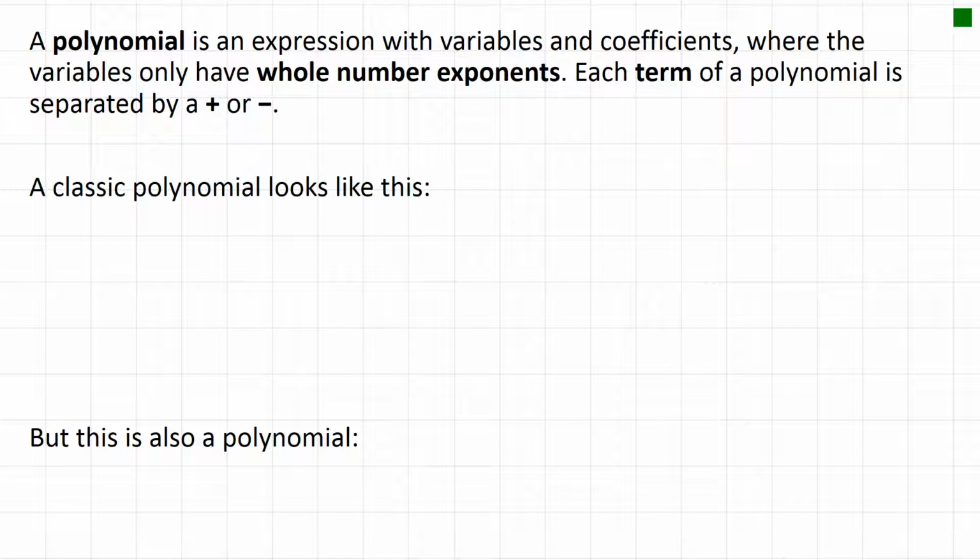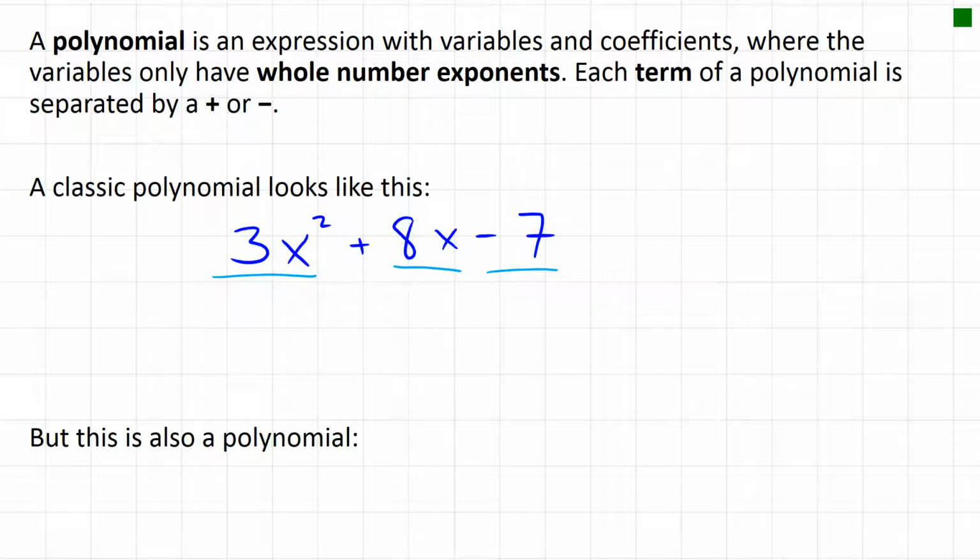So we're going to look at a classic polynomial: 3x squared plus 8x minus 7. This is a classic polynomial. And the different terms I want to point out, these three items are each separate terms in the polynomial.